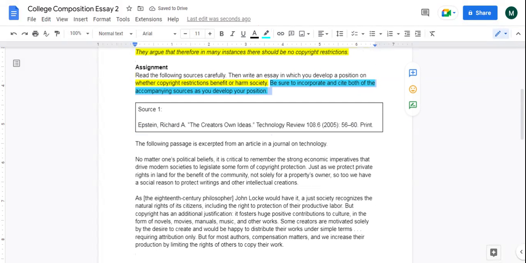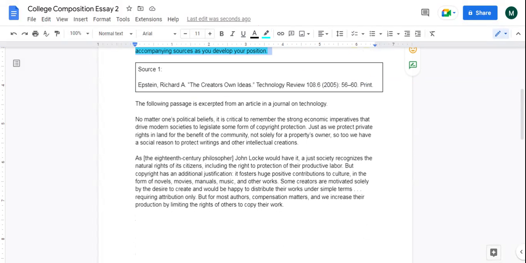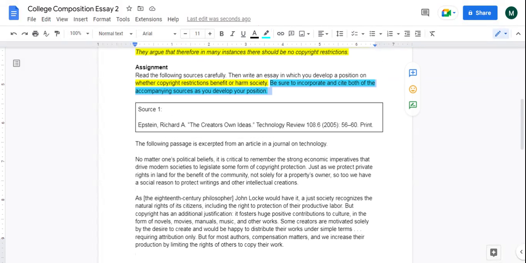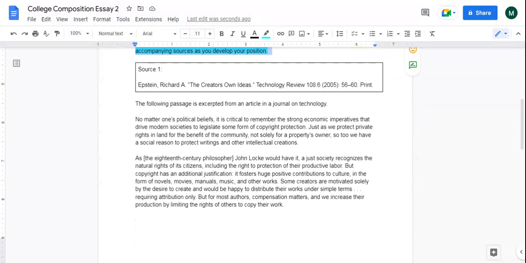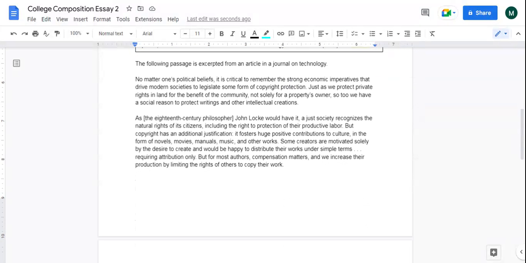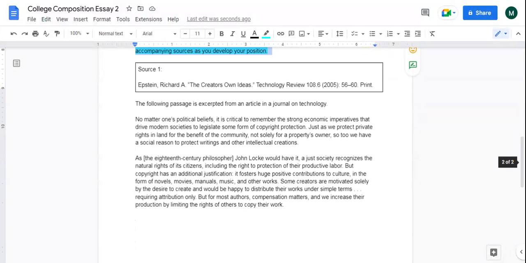Okay, so I've got the first source, Epstein, Richard, the creator's own ideas. Sounds like he's going to be for there should be copyright restrictions. So let's take a look. The following passage is excerpted from an article in a journal on technology. Okay, that's just those two paragraphs, source number two. And as I'm reading, I'm going to go ahead and highlight what I think I'm going to use.